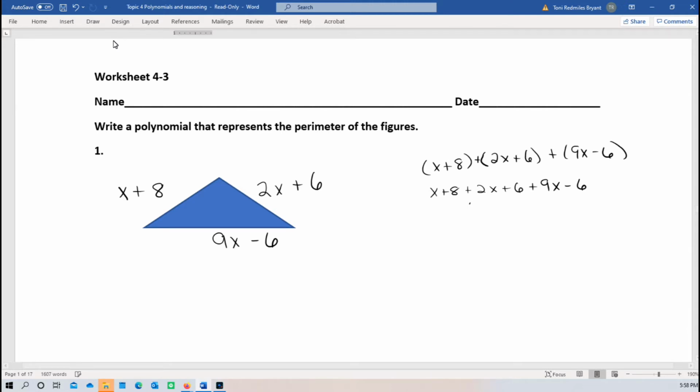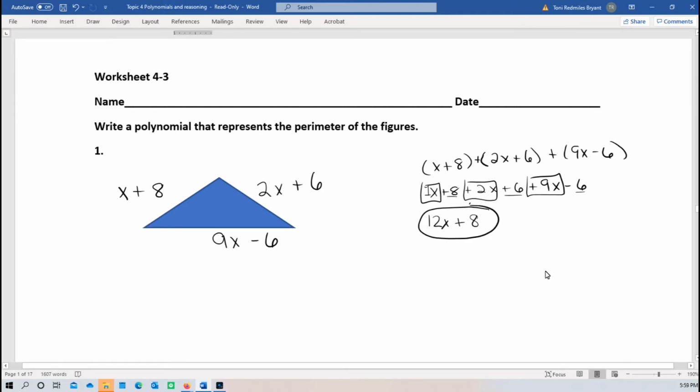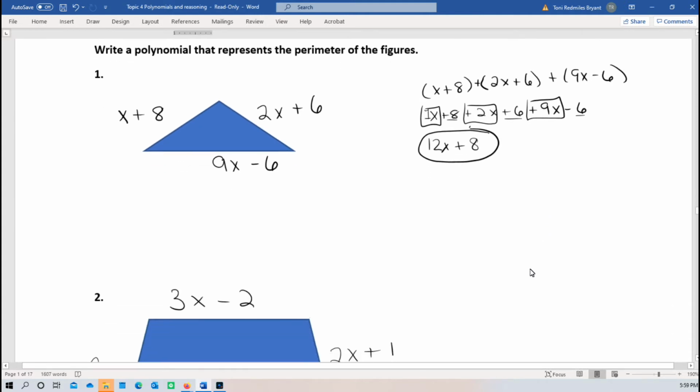Oh, I have so many terms I can get together. This is like with this, is like with this. So 1x plus 2x is 3x, plus 9x is going to be 12x. Then all my non-x's are like, and 8 plus 6 is going to be 14, minus 6 is back to 8. Very good. So if I write an expression that represents the perimeter, I can reduce it down to 12x plus 8. And if I know what x is, then I can figure out the perimeter.